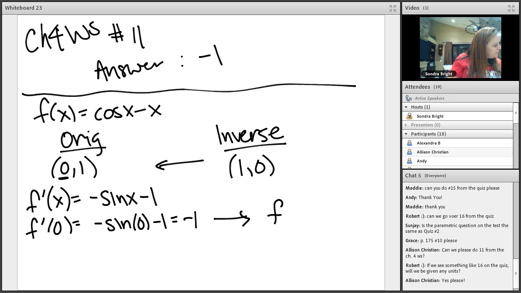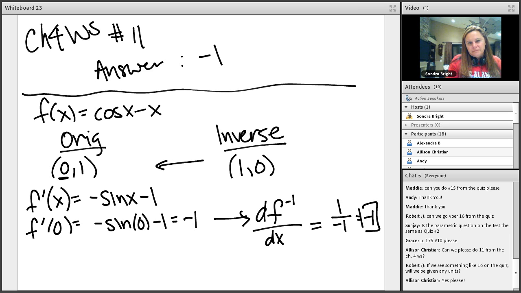Wait, find the value. Oh yeah, wait. No, that's fine. Find the value of the derivative. Okay, so then the value of the derivative, so the notation is weird. This just means take the reciprocal. I got the answer was -1, so it's E. I think it was a typo.